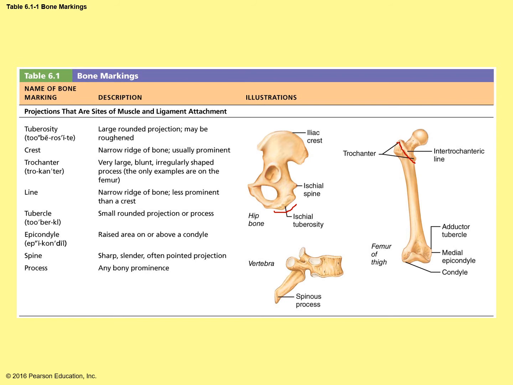I recommend you learn where the bone is first, and then once you learn where the bone is, go back and focus on what the various bone markings are, because it's not going to do you any good to know what a tuberosity is if you can't find the bone itself.